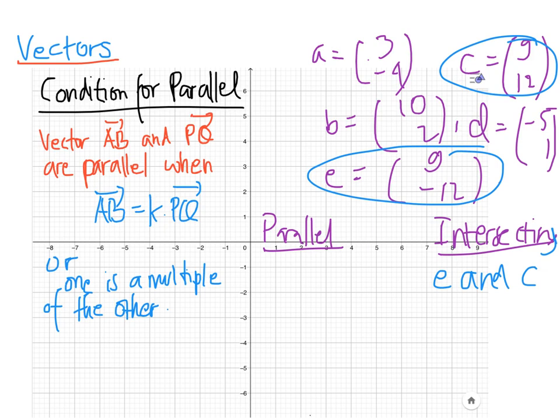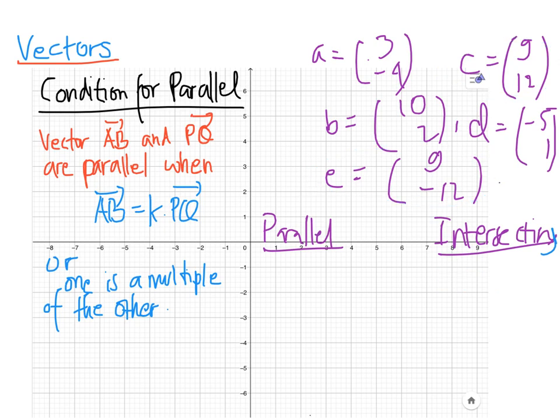Let me erase this and then we can move on. So E and C are intersecting. How about D and B? They're kind of like a multiple, just times 2 or half of it. But in D, the 5 is negative, so it cannot be. It's not a multiple. So B and D are intersecting as well.